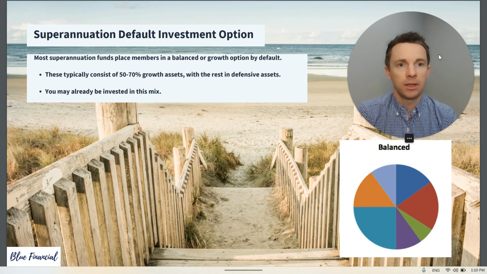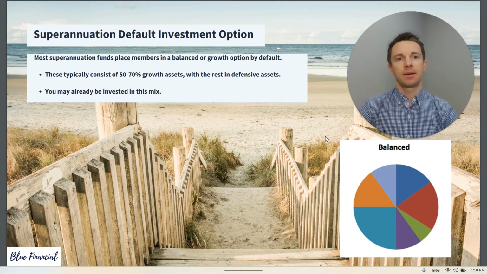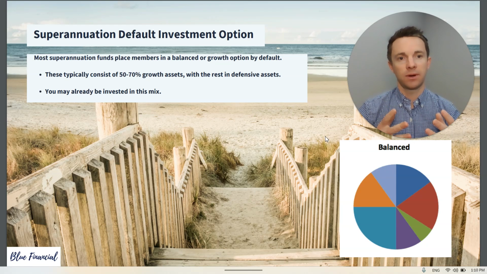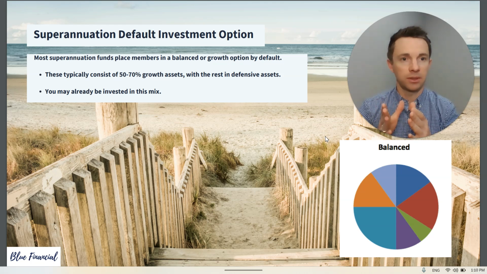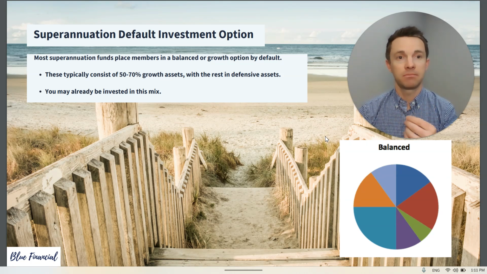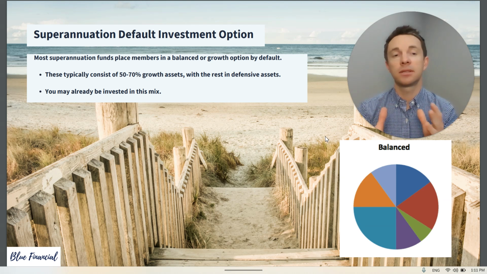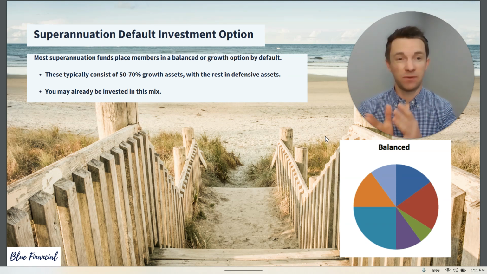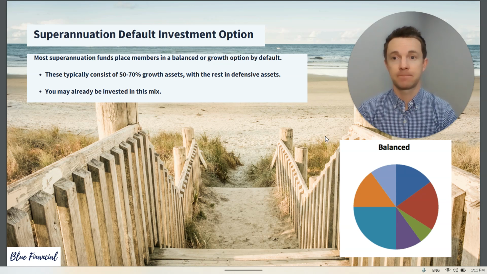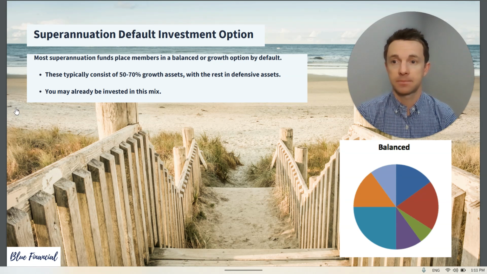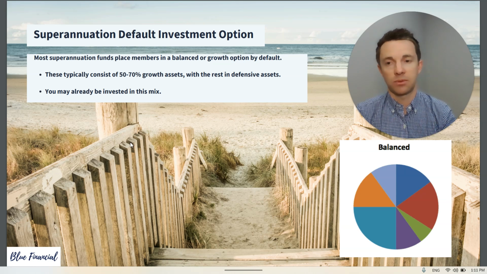Now, a lot of people don't realise that when you don't make a decision in your super fund, you get put into the default option. The default option is generally a balanced investment anyway. And that typically consists, depending on different super funds, of anywhere from 50% to 70% in growth assets. So when you're completing this questionnaire, just keep that in mind.